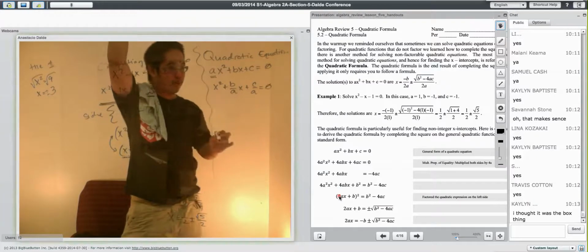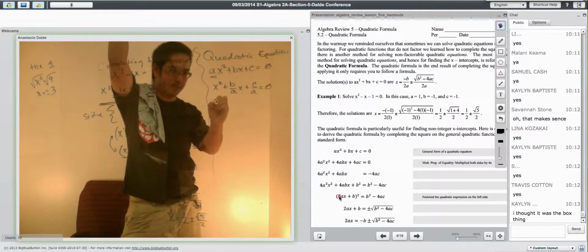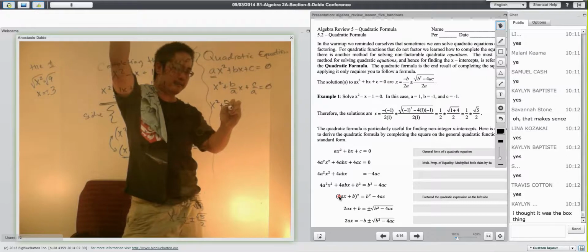What I'm going to do now is that crazy trick where I have x squared plus b over a x. This time I'm going to add b squared over 4a squared.